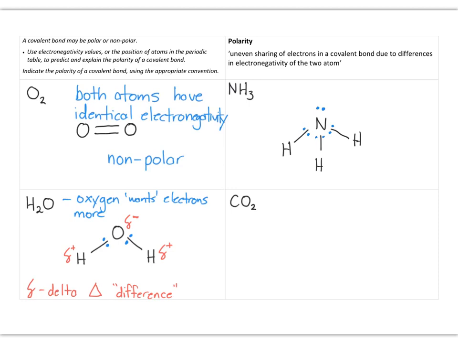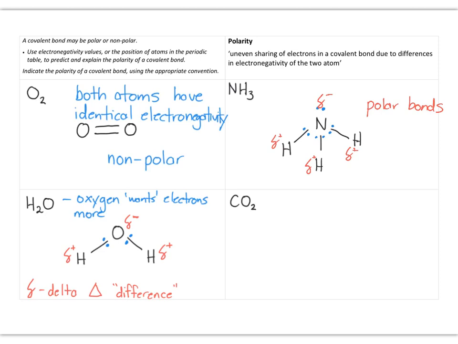And so that means that the nitrogen would have that slight negative charge, and all these hydrogens would have that slight positive charge. So, like in the other case, they would all be polar bonds because of that uneven distribution of the electrons in the bond.